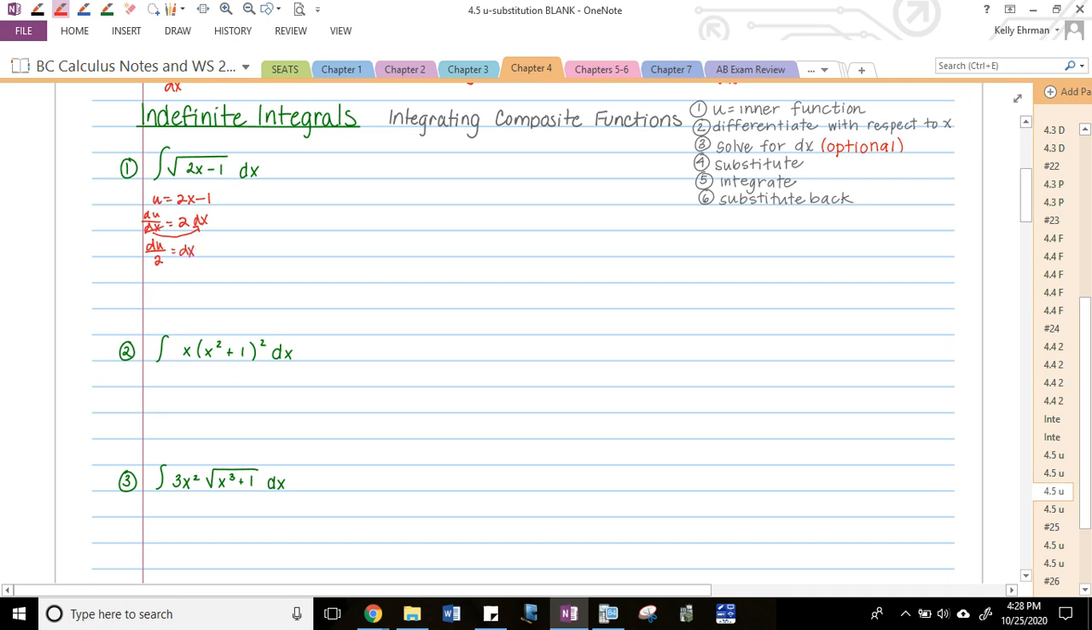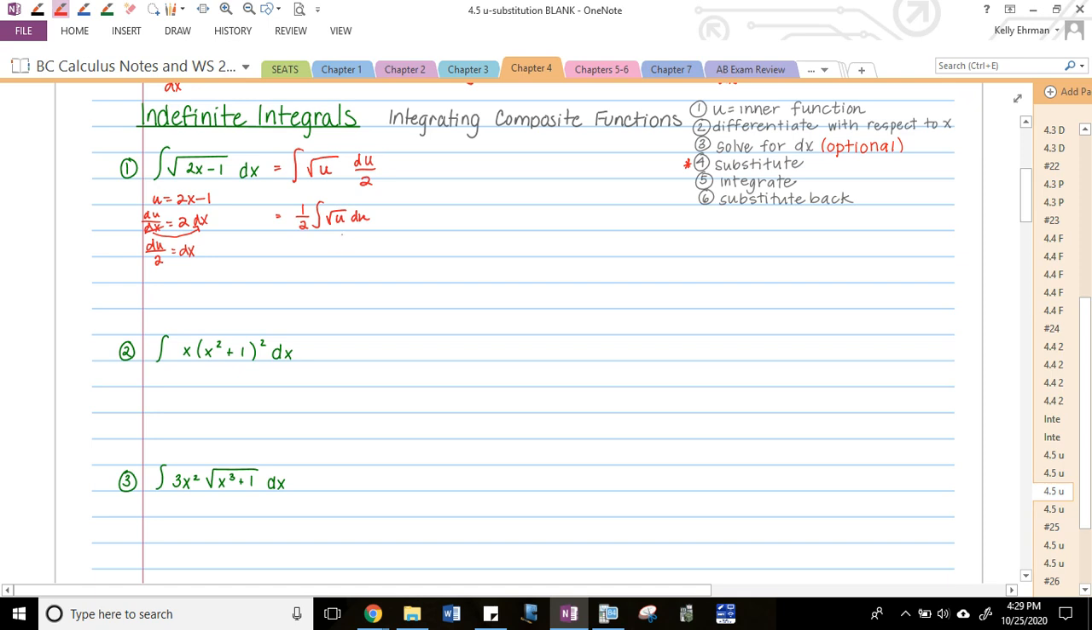Why would we do that? Because step 4 is a really important step. Substitute means rewrite the entire integral in terms of u. So you've got the integral of the square root of u instead of 2x minus 1. And instead of dx, you're going to put in du divided by 2. And we can clean that up a bit, right? This divided by 2 can go out in front of the integral.